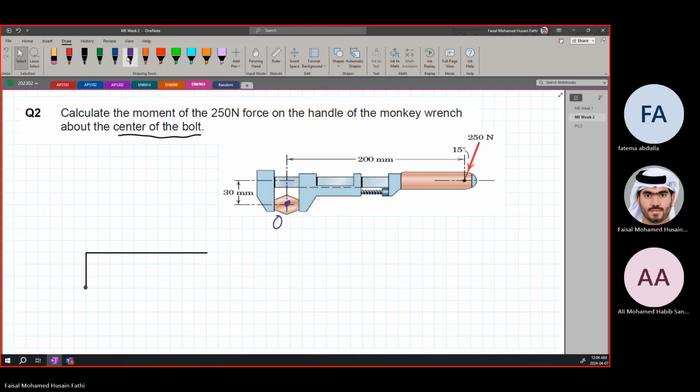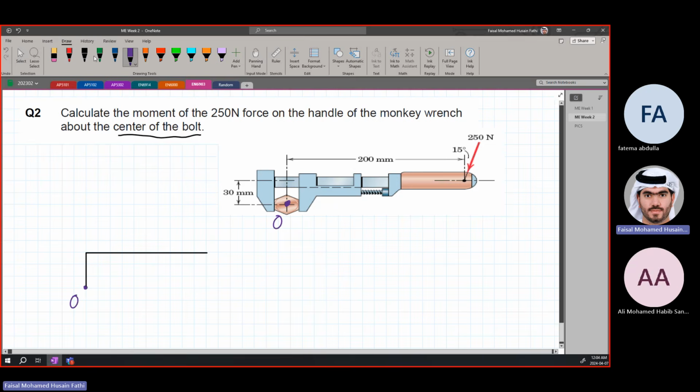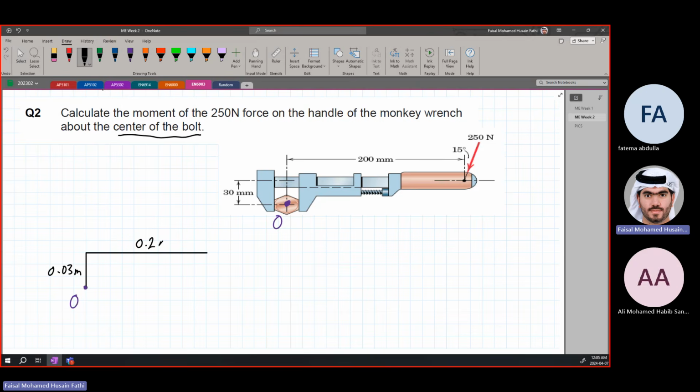Now, this is point O. We know that this distance is 30 millimeters, which is 0.03 meters, and 200 millimeters, which is 0.2 meters. All right, I just did the conversion instantly. And we have a force that is being applied here. This is 250 newtons, and we have an angle of 15 degrees.